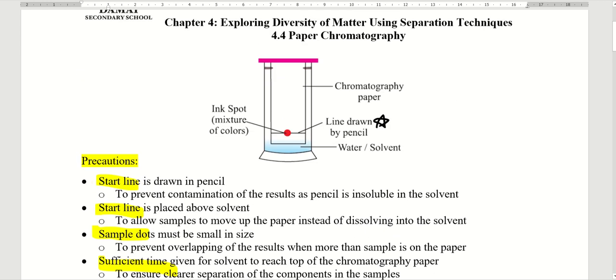What do I mean by that? It must have enough time for the ink spot to start from the start line here, and the solvent must reach all the way to the end. You cannot stop halfway. If you stop halfway, the results will not be accurate.